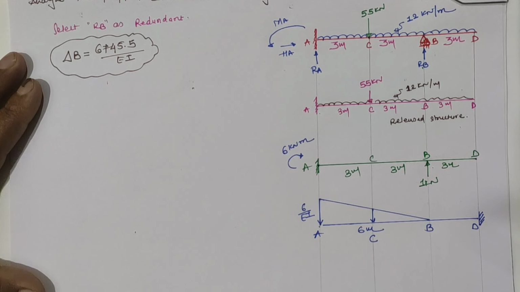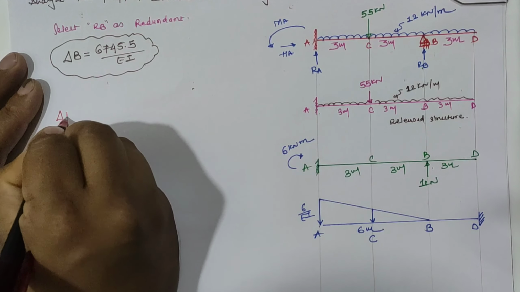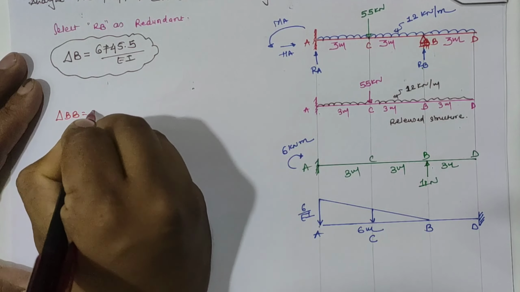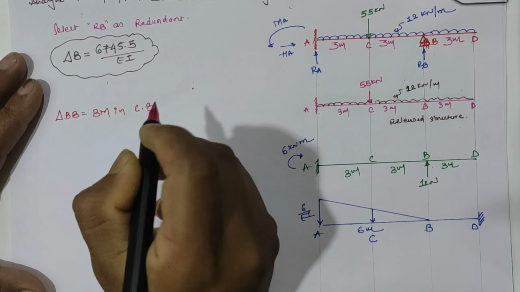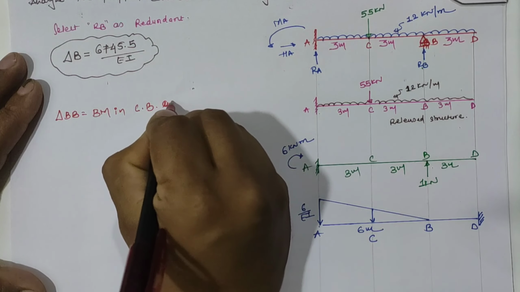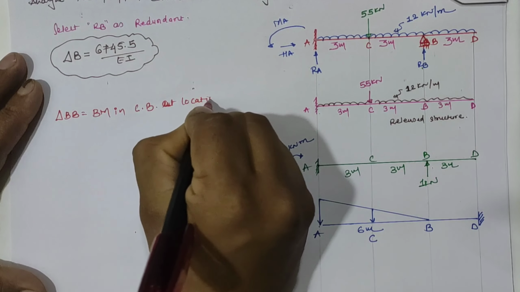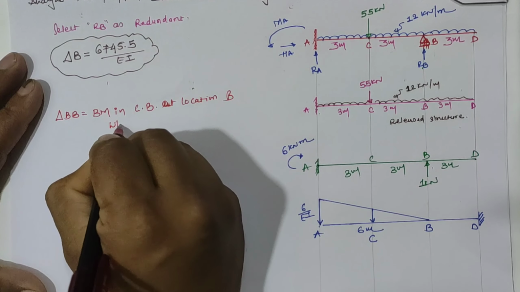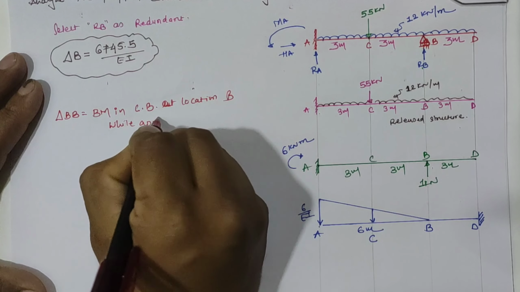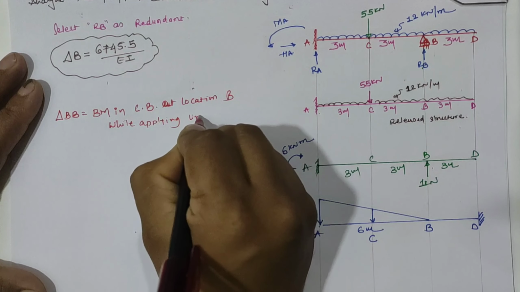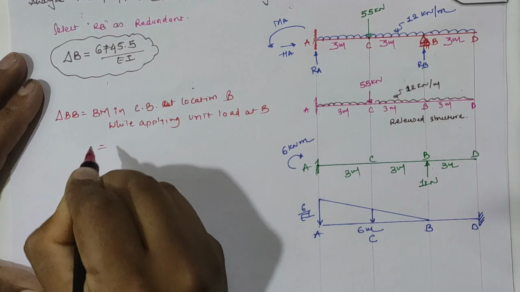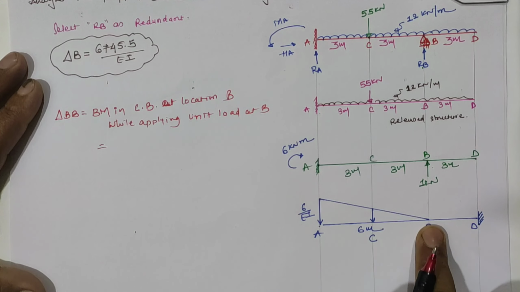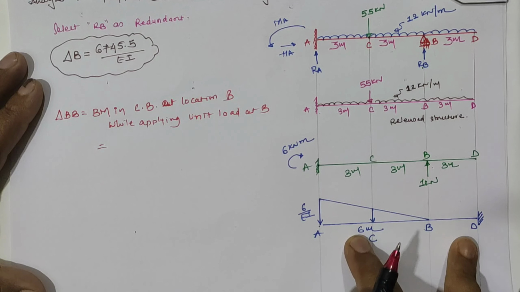Now if we calculate the value of delta BB, then it is the bending moment in the conjugate beam at location B while applying the unit load at B. So we have to calculate the delta BB value at location B in this structure.